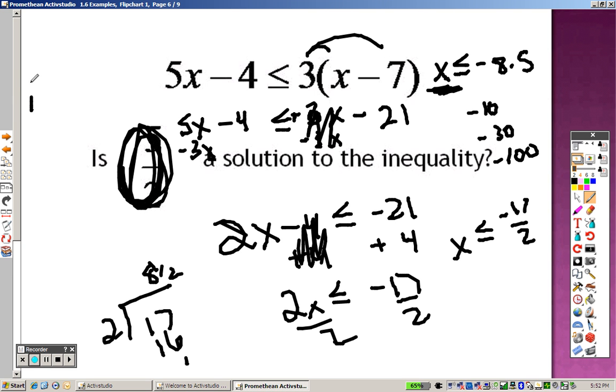So the answer here is no. 5 over 2 is not a solution because 5 over 2 is not less than that. 5 over 2 is like saying 2.5. Is 2.5 less than negative 8.5? No, of course not. So that is not a solution.